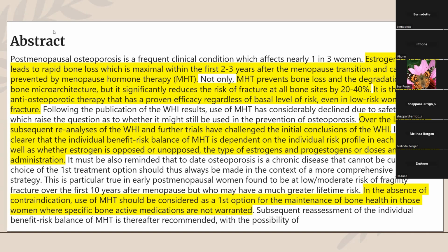It's the only anti-osteoporotic therapy that has a proven efficacy regardless of basal level of risk, even in low-risk women for fracture. Over the last years, subsequent reanalysis of the Women's Health Initiative and further trials have challenged the initial conclusions of the Women's Health Initiative. It's now clear that the individual benefit-risk balance of menopausal hormone therapy is dependent on the individual risk profile in each woman, as well as whether estrogen is opposed or unopposed, the type of estrogens and progestogens, or doses and routes of administration. In the absence of contraindication, use of menopausal hormone therapy should be considered as a first option for the maintenance of bone health in those women where specific bone active medications are not warranted.